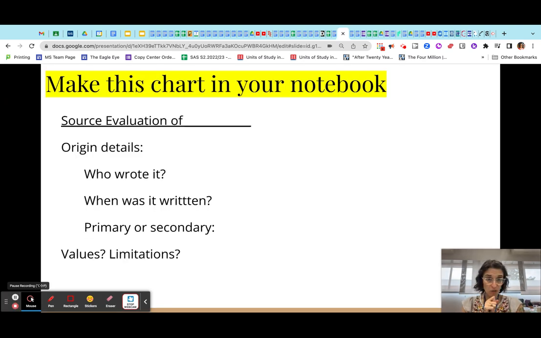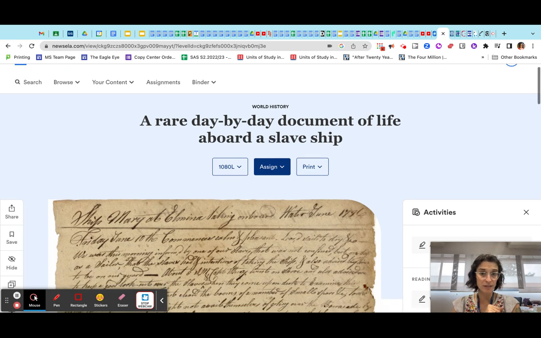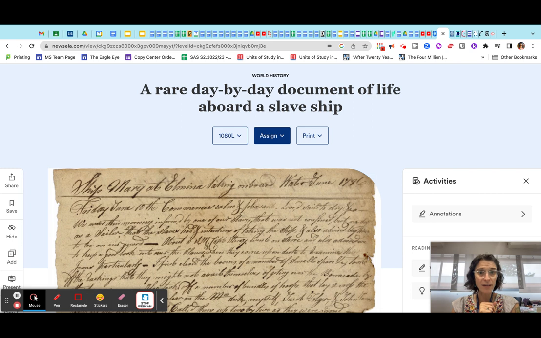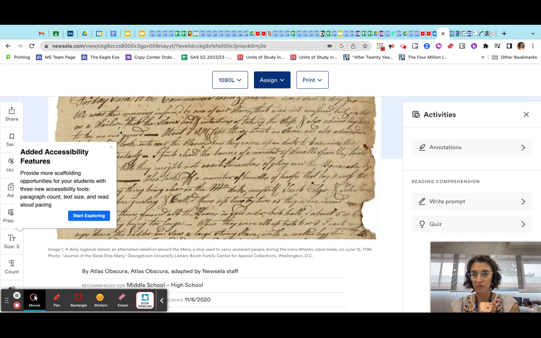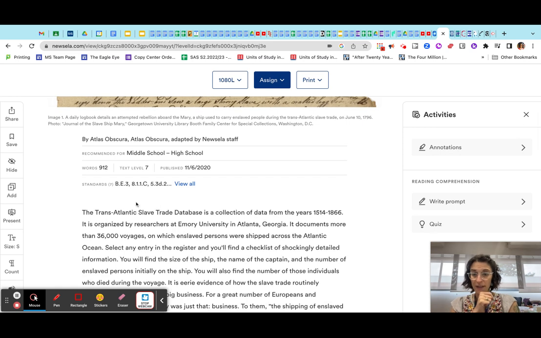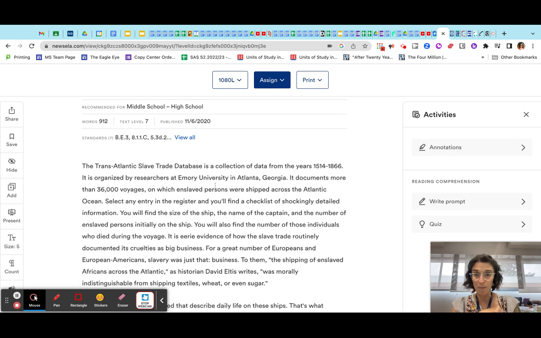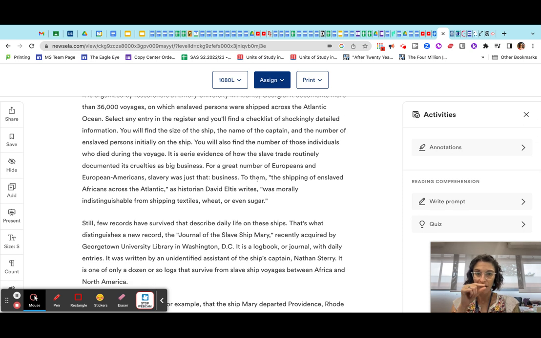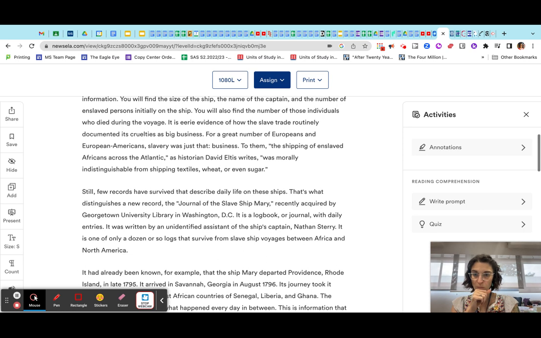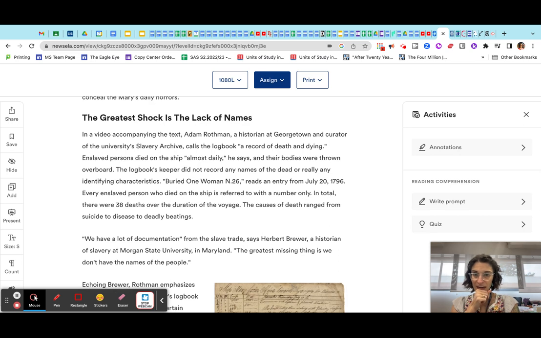Okay, let's look at one more source just to provide a final bit of details and examples. I found on Newsela a primary source, a rare day-by-day document of life aboard a slave ship. Sorry, I'm going to close this. Okay, so let me come here. Here is the Transatlantic Slave Trade database. It's a collection of data. Okay, so I'm reading about it, it's from Emory University, Atlanta. I want to get down to here. So let's see here.